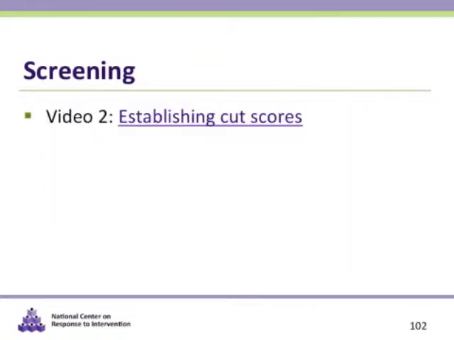On slide 102, you'll find that there's a short clip of 2 principals discussing how they establish cut scores. This is a good time to allow your participants to hear from practitioners about how they went about this process. It discusses one using a published cut scores and one who has used their own local cut scores.